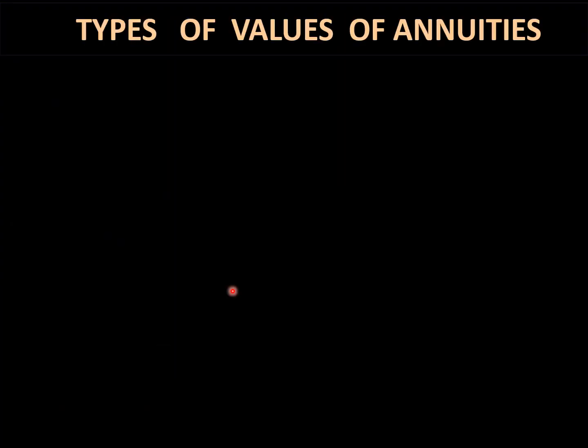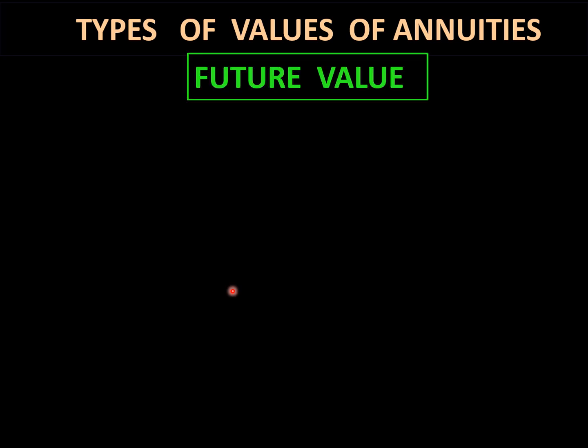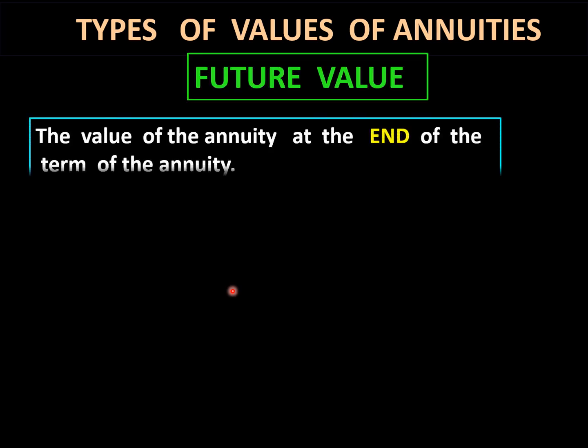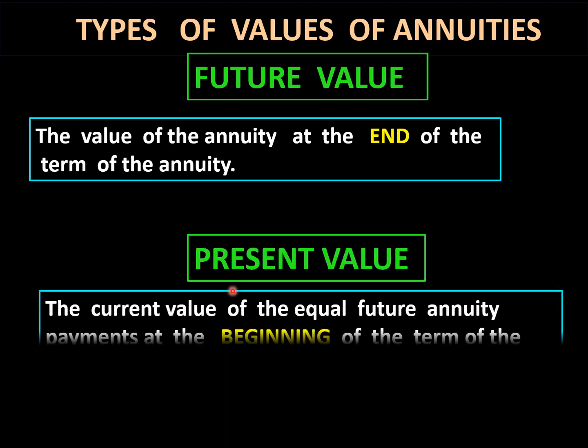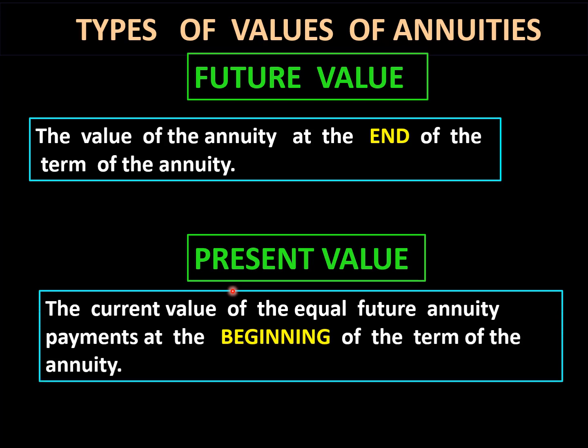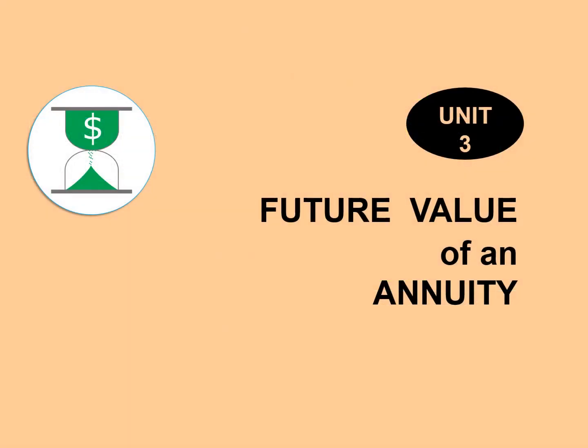Let's summarize the two values that we just discussed, future and present. So future value is the value of the annuity at the end of the term of the annuity. Where the present value is the value of the annuity at the beginning of the term of the annuity. So there we have end and there we have beginning. You have to know the difference between the two of them. Let's first start with the future value of an annuity.